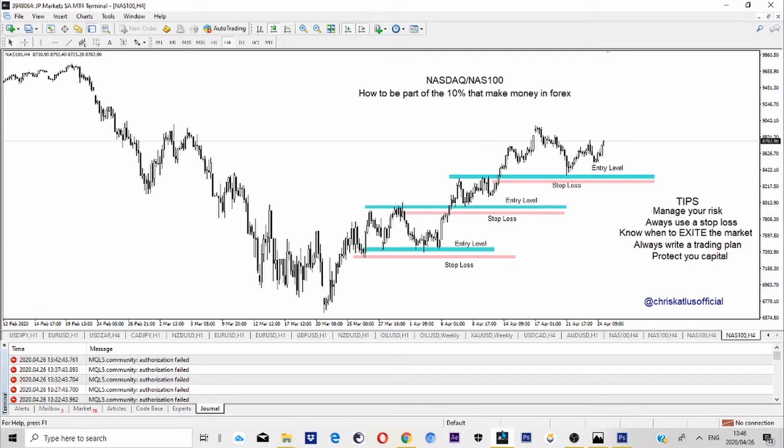Protect your capital. So risk management is simply not risking it all in one trade, and do not risk something that you can't stand to lose. Always use a stop loss. Using a stop loss controls your discipline and patience, and it's one of the things that will make you a good trader and a successful trader.